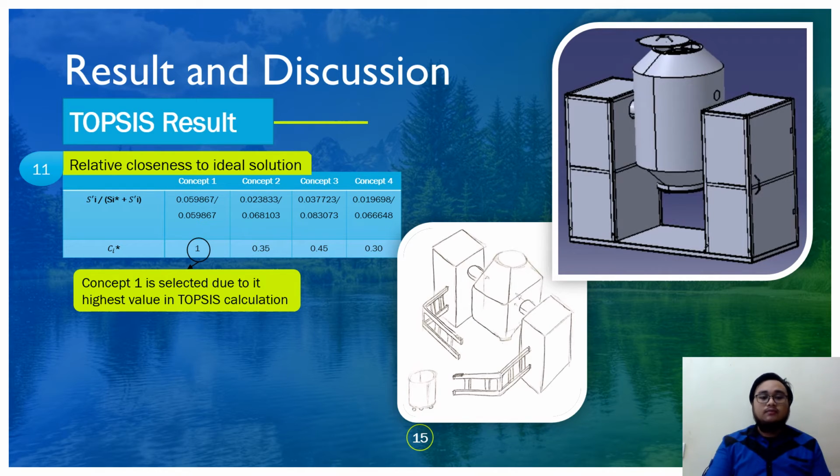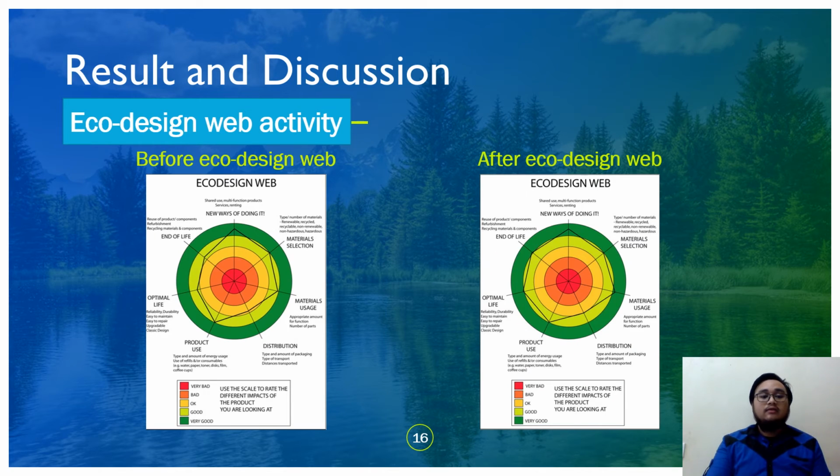This is the TOPSIS result after all the calculation has been implemented. Based on the result, concept 1 is selected due to its highest value in the TOPSIS calculation. So the concept is generated into a 3D model. Next is the eco-design web activity. There are two eco-design webs, which are before evaluation and after sustainable evaluation. After sustainable evaluation, the end of life and optimal life increase. But this is all just my assumption when the number of processes or materials decreases.